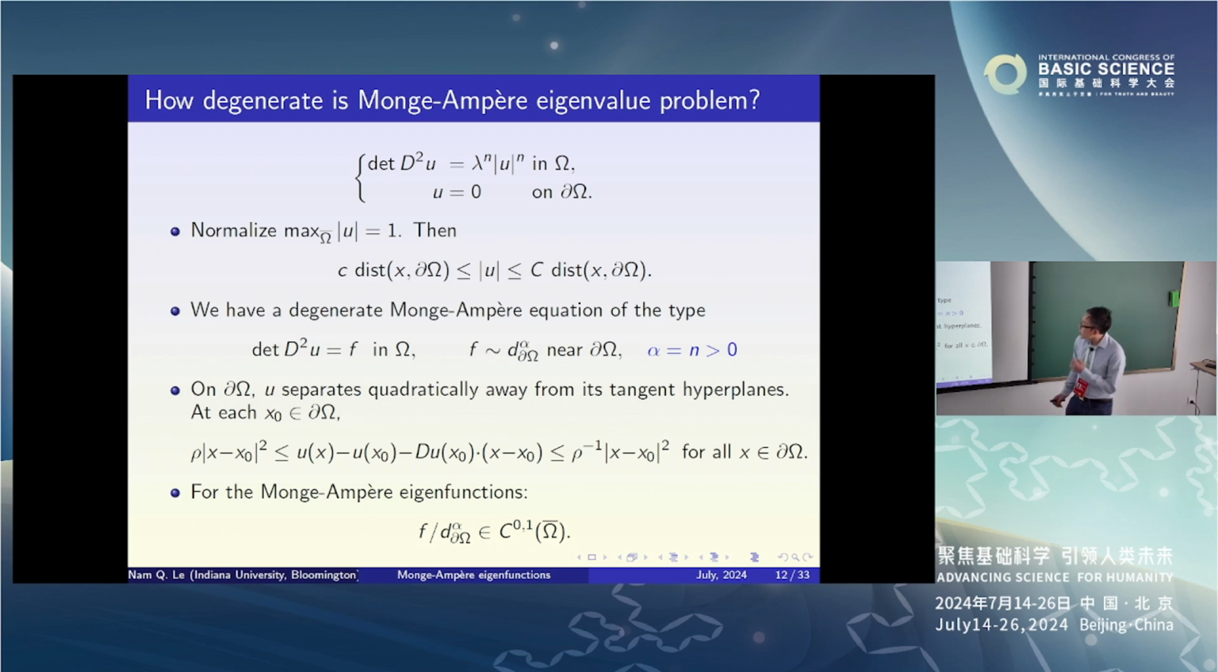On the other hand, we know that the solution U is globally C1 up to the boundary. Then if you divide by the distance function to the power alpha, where alpha is n, what remains will be a globally smooth, globally elliptic function. And so this is another condition. So we have the degenerate Monge-Ampere equation where the right-hand side F is comparable to a certain power of the distance to the boundary, and if you divide F by this power, then you have a globally smooth, globally elliptic function.